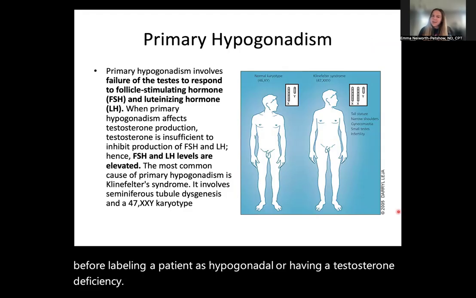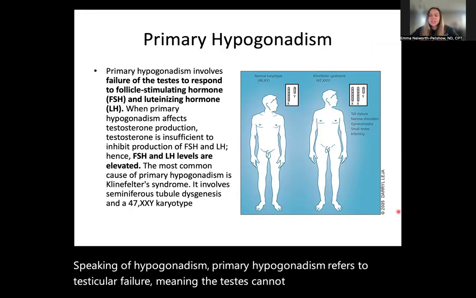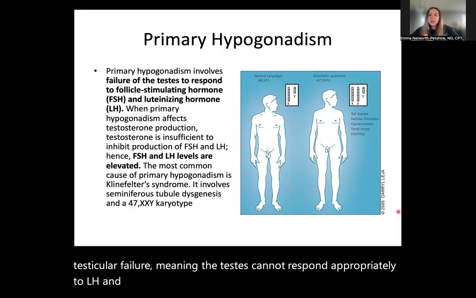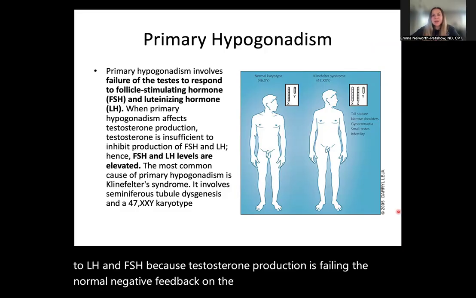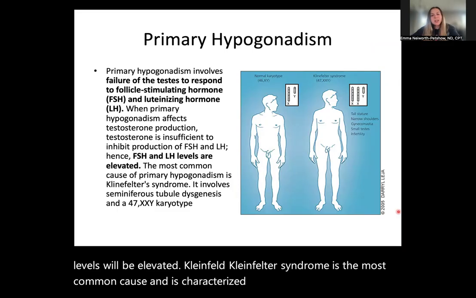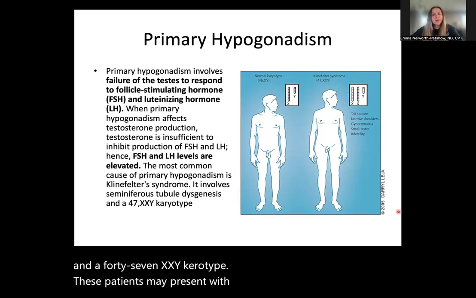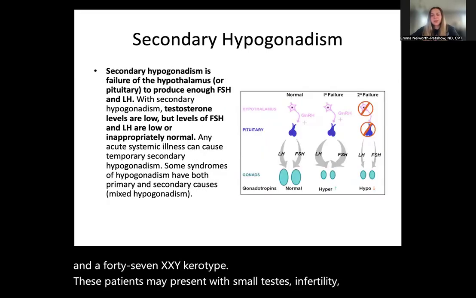Speaking of hypogonadism, primary hypogonadism refers to testicular failure, meaning the testes cannot respond appropriately to LH and FSH. Because testosterone production is failing, the normal negative feedback on the pituitary is lost. So FSH and LH levels will be elevated. Klinefelter syndrome is the most common cause and is characterized by seminiferous tubule dysgenesis and a 47XXY karyotype. Clinically, these patients may present with small testes, infertility, gynecomastia, and low testosterone.